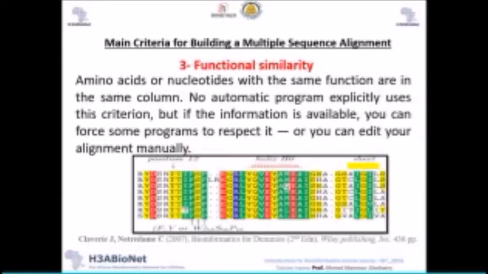Number three is the functional similarity. Functional similarity means that we are looking for similar function in different genes or different proteins. So we are looking for positions of nucleotides or amino acids in the same column, and this gives you a similar structure, and the meaning of similar structure is similar function. So we would like to predict similar function for different proteins that have similar structure. This is the third purpose for which we can use multiple sequence alignment.